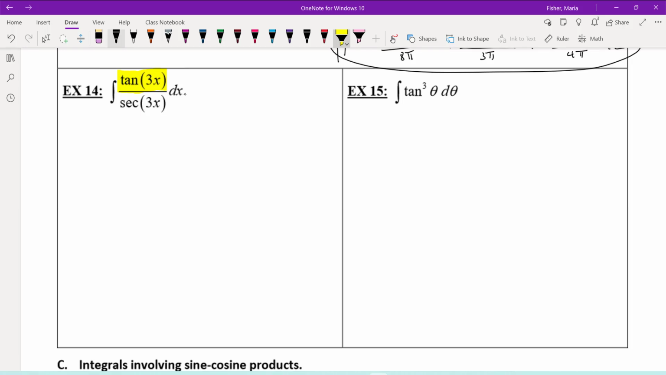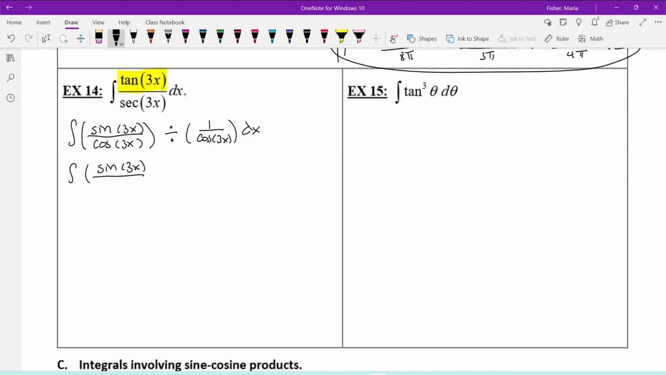So I know tangent is equal to sine of 3x divided by the cosine of 3x because tangent is sine over cosine. And I'm dividing it by the secant, and I know that the secant is really 1 over the cosine. But if you're dividing by a fraction, that's equivalent to multiplying by the reciprocal. If I multiply by the reciprocal, I'm multiplying by cosine of 3x. Well then, this cosine of 3x in the denominator and that cosine of 3x in the numerator cancel, and you only have sine of 3x dx.